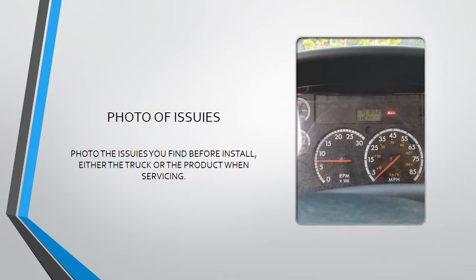There you go. This is a photo of a dash panel. You see these lights that can come on up here. Of course, this brake light's just showing that the brake's on. But if we have any check engine lights before or after an install, we need photos of that.